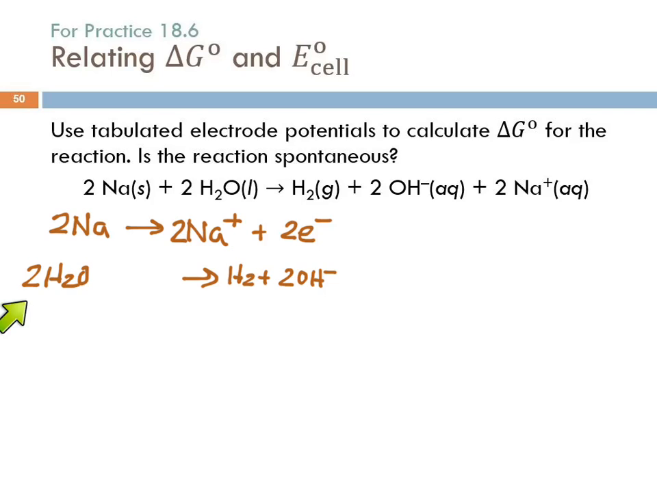So, is this mass balanced? Yes. In order to charge balance it, we need 2 negative charges on the other side. That's where those 2 electrons come in. To figure out the cell potential, I'm going to look up the electrode potential for each of these. One of them is written as an oxidation, one is a reduction. The reduction, I copy the E° down. The oxidation, I change the sign.